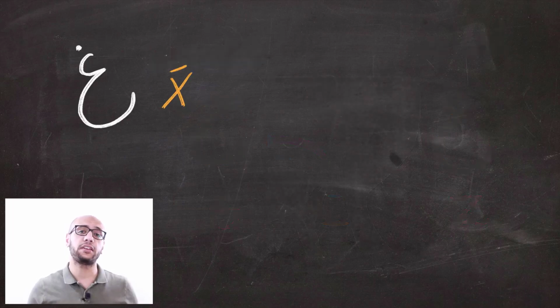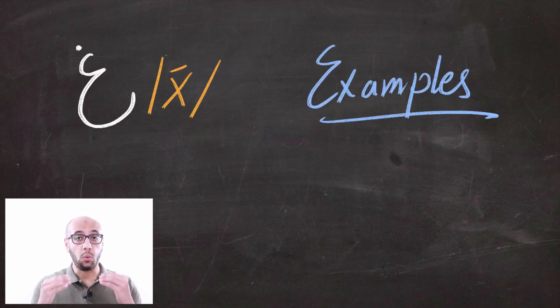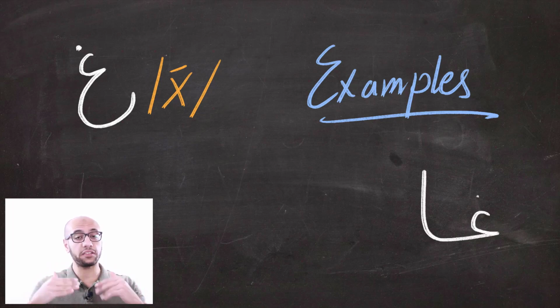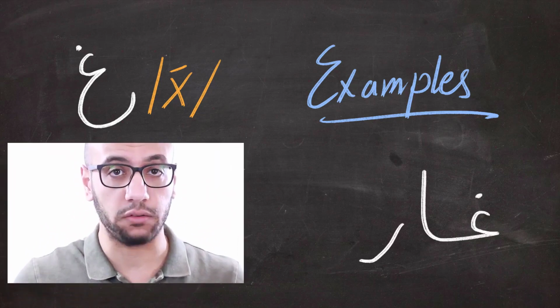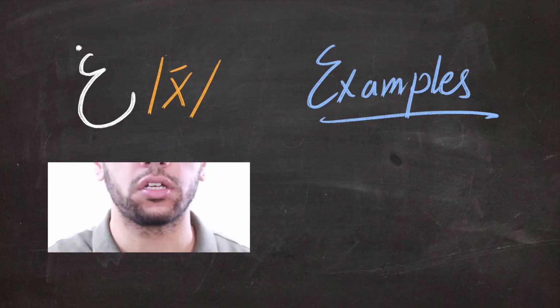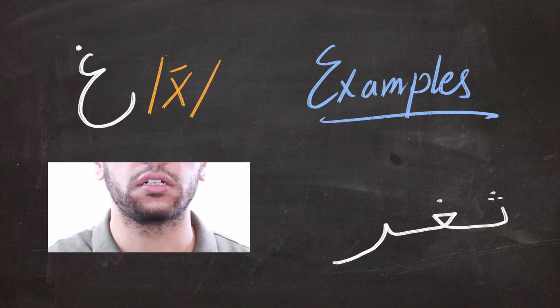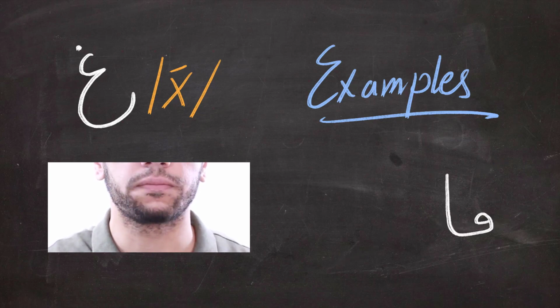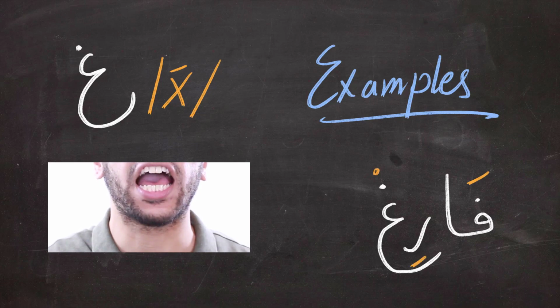Now let's have a look at some examples. Again, watch for the raised tongue. Watch how the back of my tongue is raised to produce the sound. غار, غار, ثغر, ثغر, فارغ, فارغ.